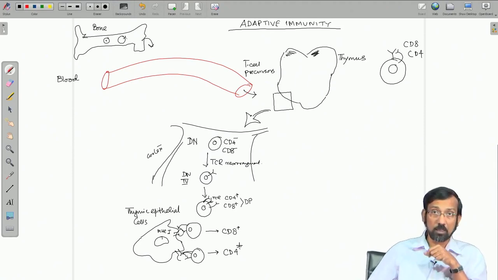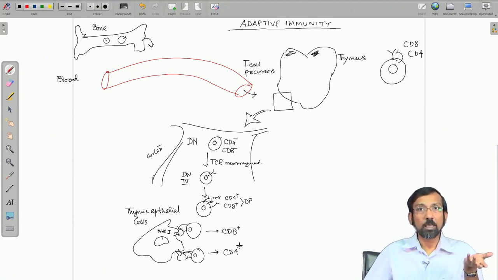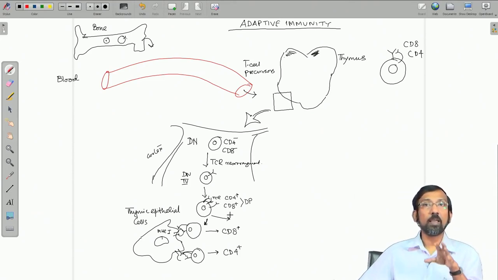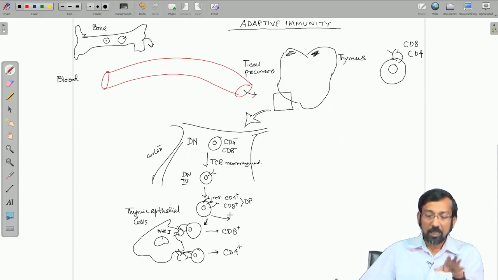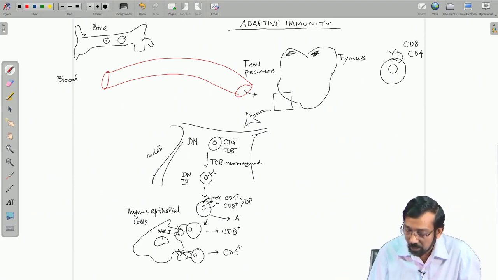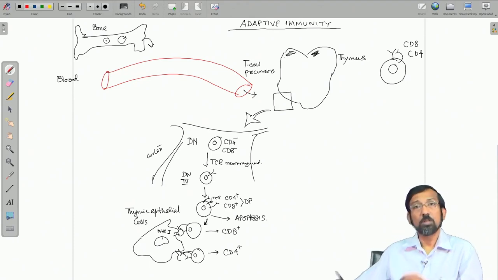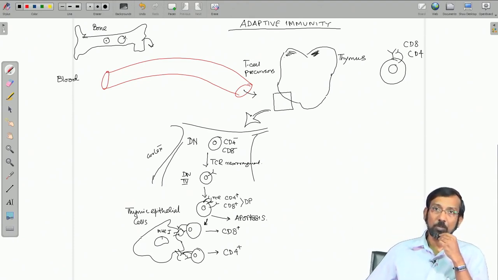Now, what happens to those cells which do not interact with thymic epithelial cells? It is a process of selection. So, that means there are also cells which might not interact with those thymic epithelial cells. These are the cells which are interacting. Those cells which do not interact with the thymic epithelial cells are not selected, and they will die by apoptosis.